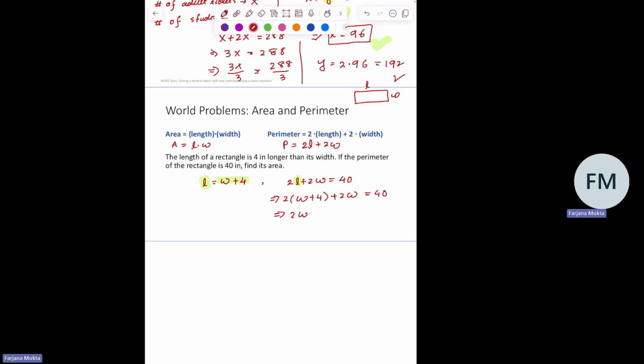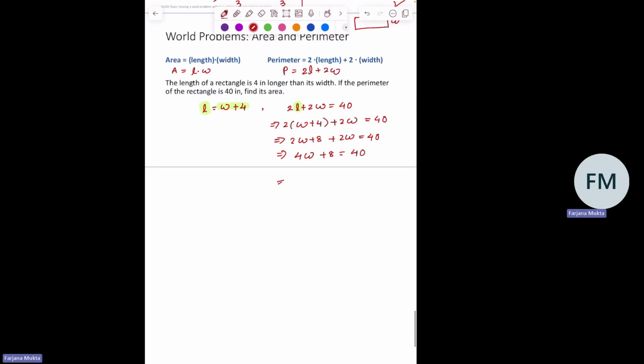Distributing, 2W plus 8 plus 2W equals 40. So 4W plus 8 equals 40. Subtracting 8 from both sides, 4W equals 32. Dividing both sides by 4, we get W equals 8. Now we'll find the L by substituting W equals 8 here. L will be 8 plus 4, which is 12.